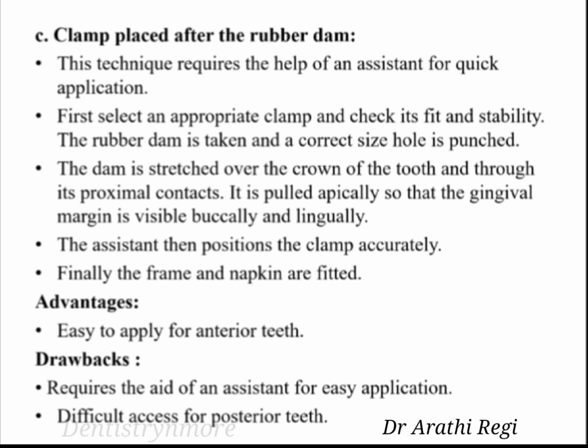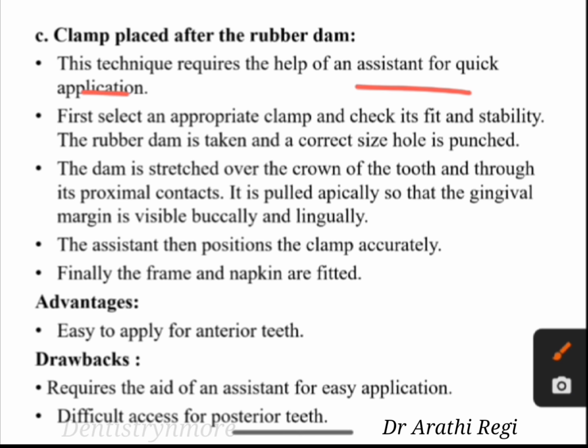And third one is the clamp is placed after the rubber dam. So this requires an assistant for quick application. So an appropriate clamp is selected, and after that the rubber dam is taken and a correct size hole is punched. This dam is stretched over the crown of the tooth, and it is pulled apically so that the gingival margins are visible buccally and lingually, and the assistant then positions the clamp, and finally the frame and napkins are fitted.